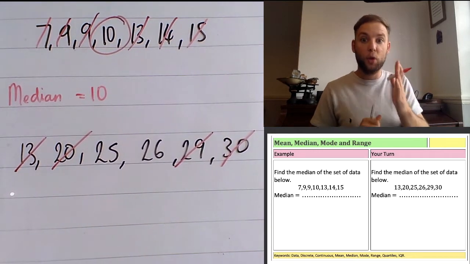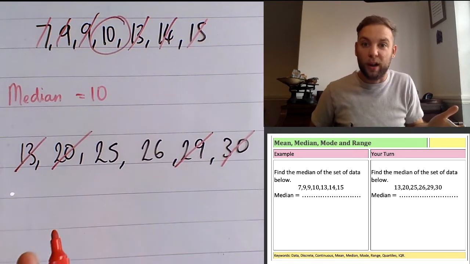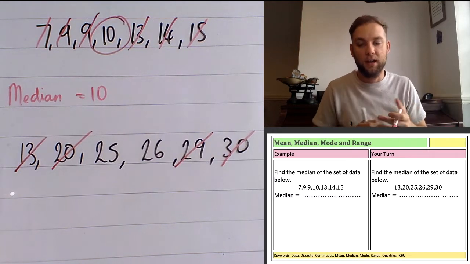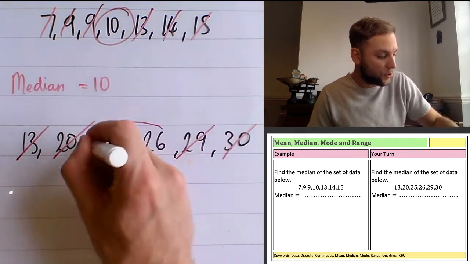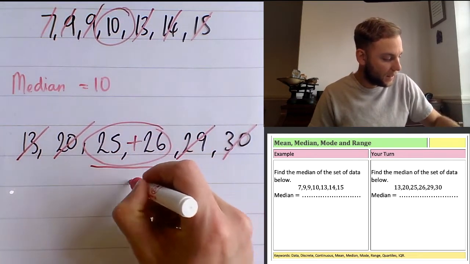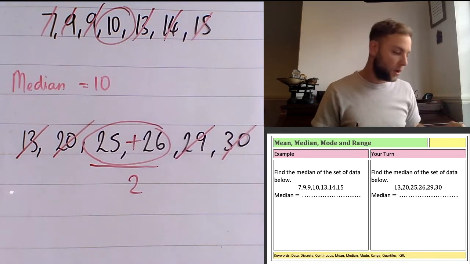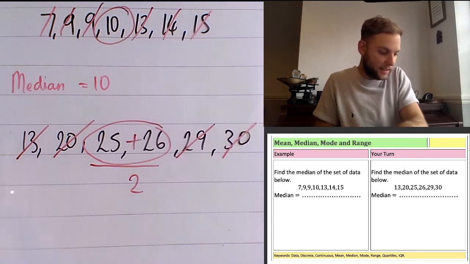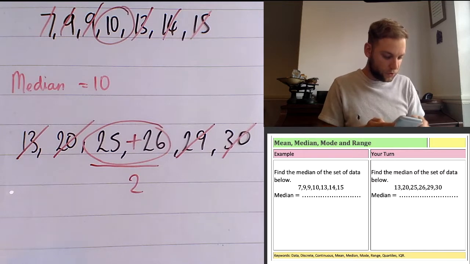Okay, so when there's 2 in the middle, we need to find out what's in the middle of both of these. Now, there's 2 ways you can do it. You can either just look at it, so what's in between 25 and 26, but sometimes that can be a little trickier. So if you're not sure what's in between 25 and 26, then you add the 2 middle numbers together and divide by 2. So you're basically finding the mean of the middle 2 numbers, but you're trying to find out what's in the middle of these. So 25 plus 26 divided by 2 is equal to 25.5.